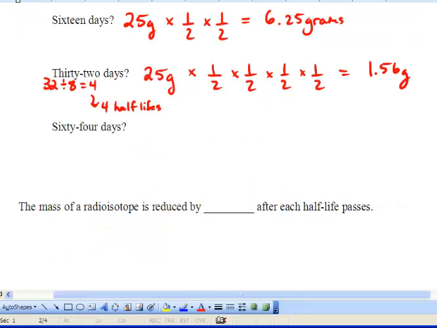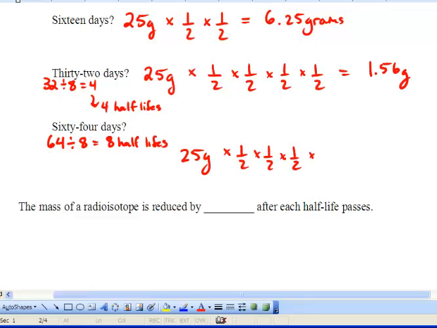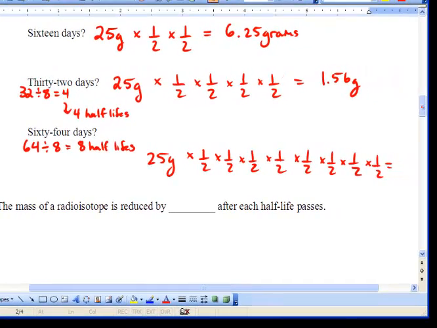Next we have 64 days, and we go 64 divided by the half-life of 8, which is 8 half-lives. So what that says is we're going to start with 25 grams again, and we're going to multiply it by 8 halves. And we get a very small number left, 0.097 grams.